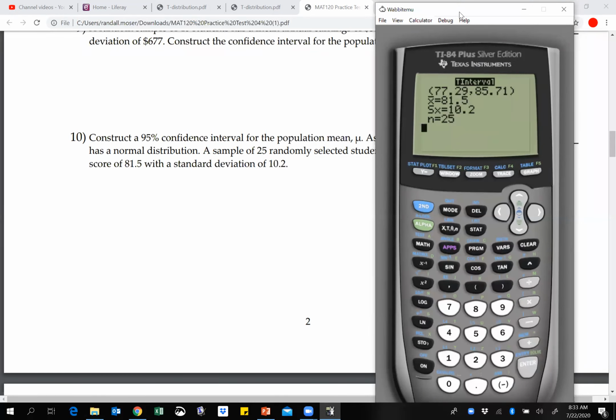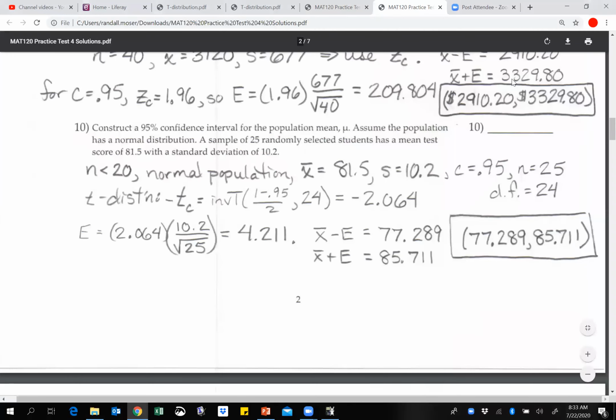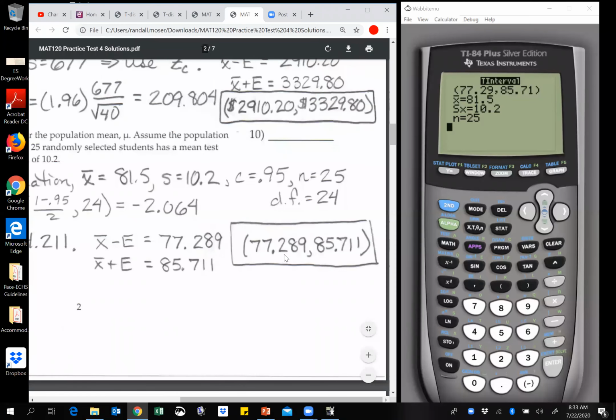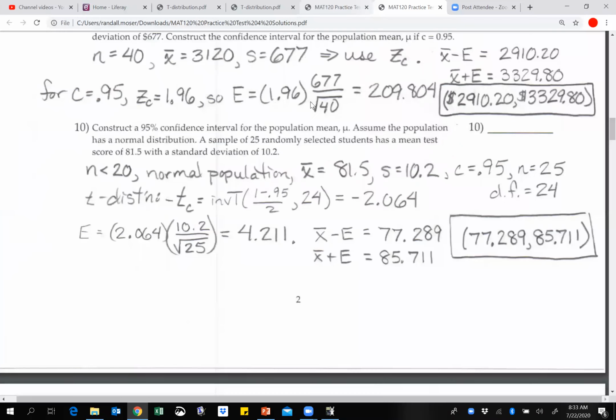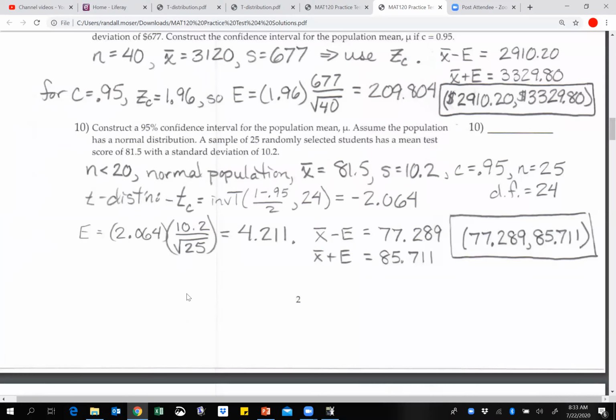to 85.71. So 77.29 to 85.71. Does anybody have any questions on using the Z interval or the T interval command to construct confidence intervals?